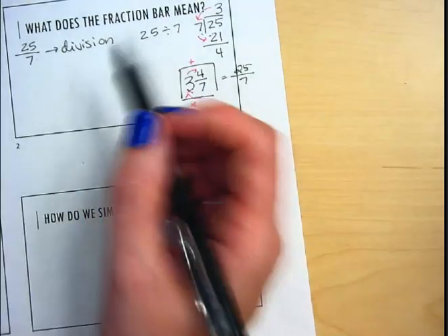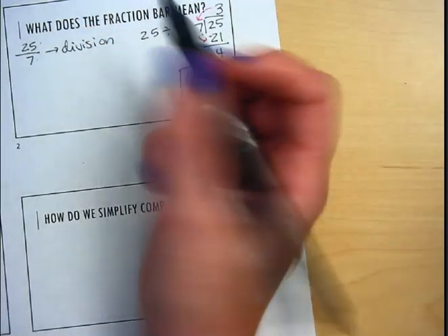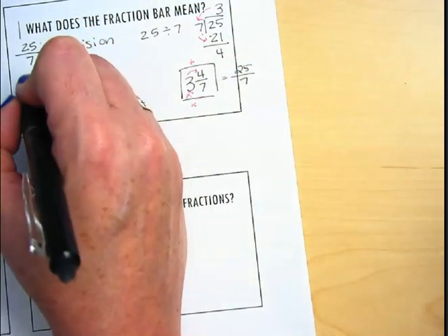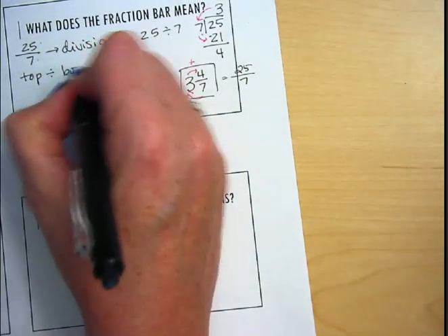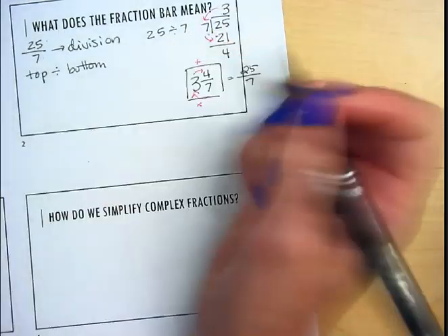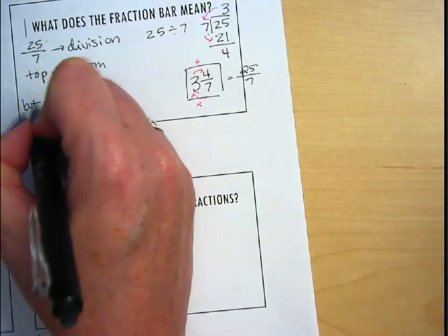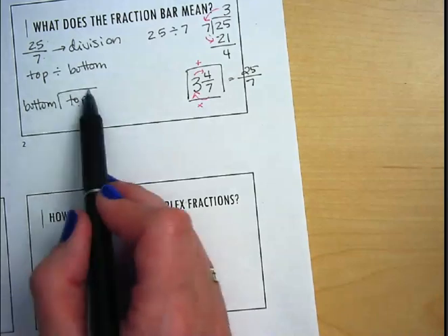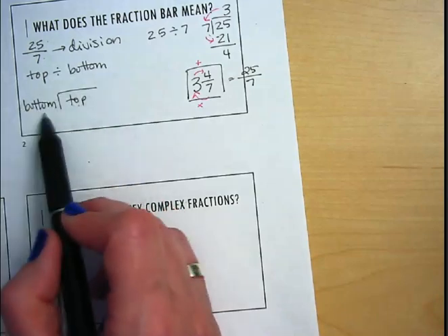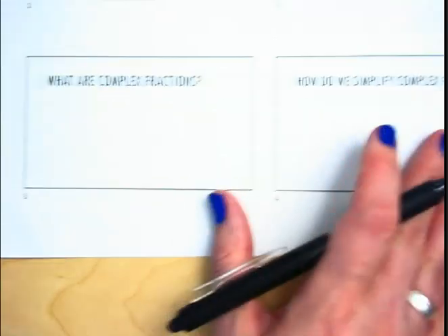So when you have a fraction written like this, written up and down, you can rewrite it left to right as whatever's in the top of your fraction, or numerator, divided by whatever's in the bottom, or denominator. And then when you go to do long division, the top or numerator number goes inside and the bottom or denominator goes on the outside. So keeping those things in mind, we are going to talk about complex fractions.